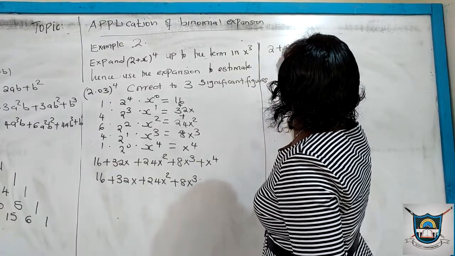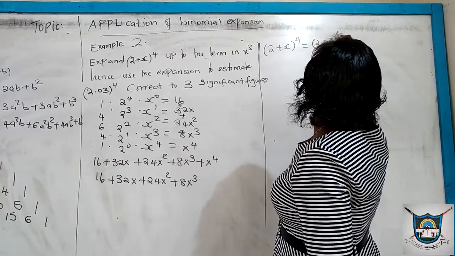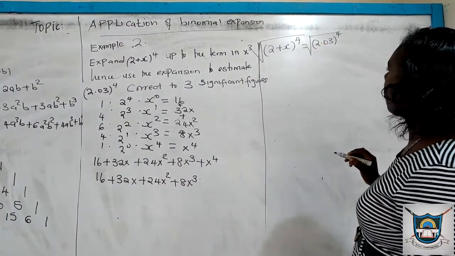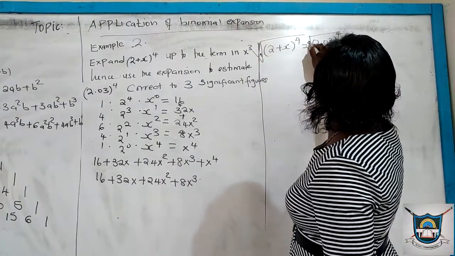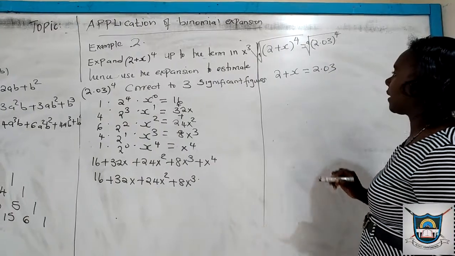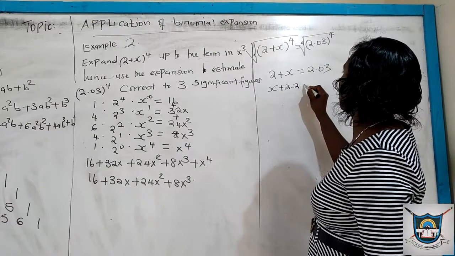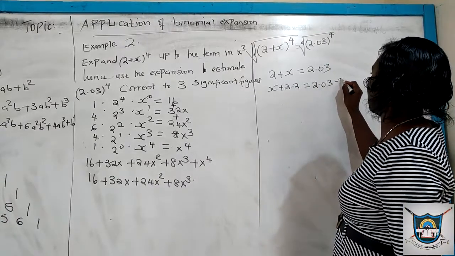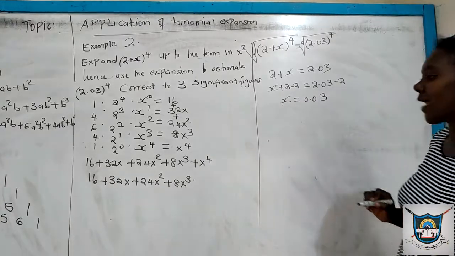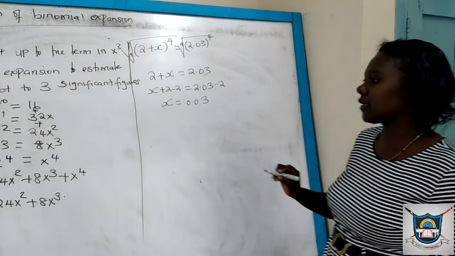2 plus x to the power 4 is equal to 2.03 to the power 4. To remove that power 4, we get the fourth root of this. So if we get the fourth root, we'll be left with 2 plus x is equal to 2.03. We eliminate 2, we are left with x on this side, so it will be x plus 2 minus 2 is equal to 2.03 minus 2. So we are left with x is equal to 0.03.